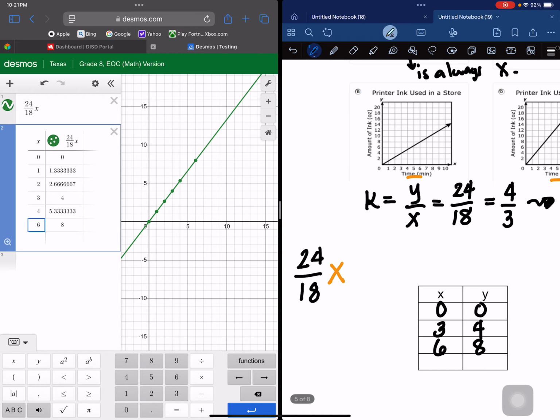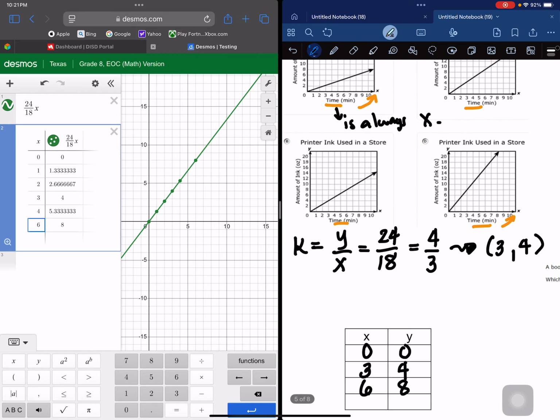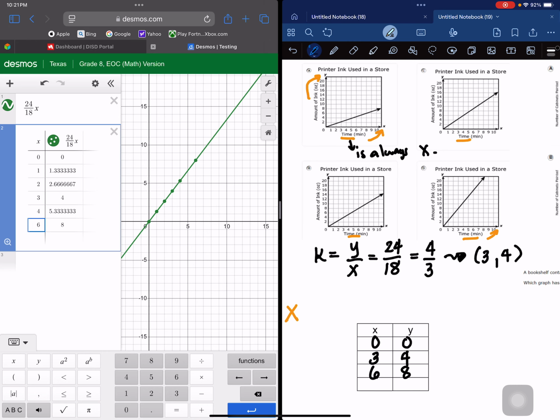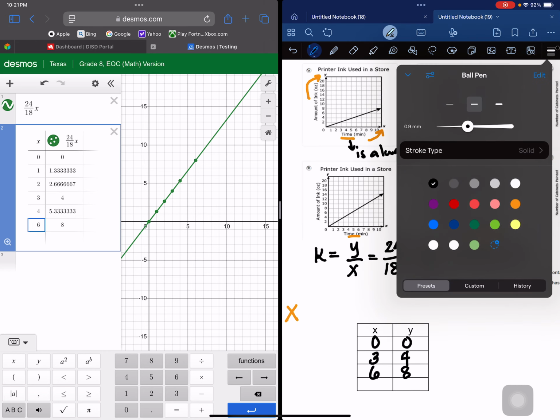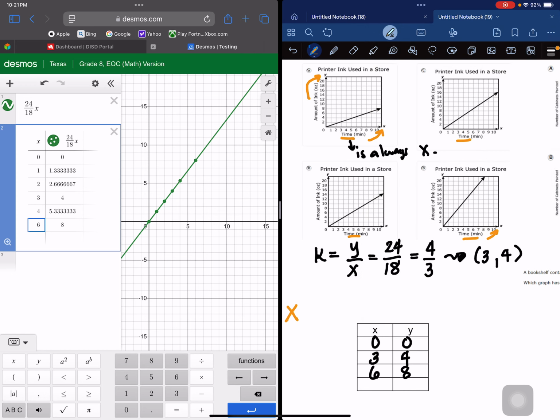Now all we need to do is check these points. Whichever graph has these points, then that's going to be your answer. All right, so we got (0, 0). Every single choice here has (0, 0). Now we check (3, 4), just like what we have here. (3, 4) is here.